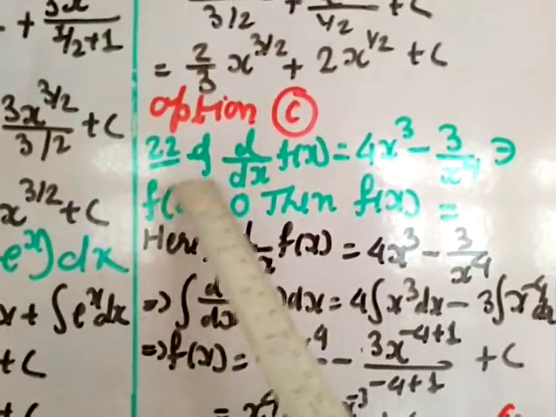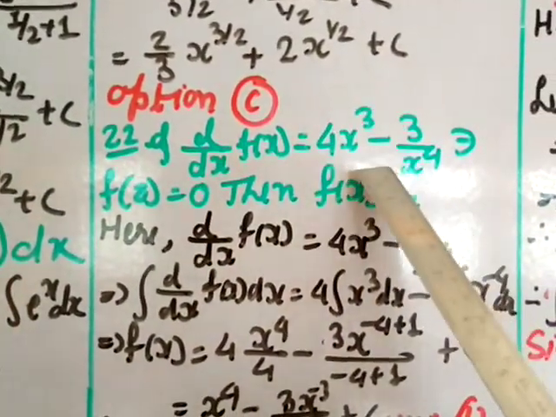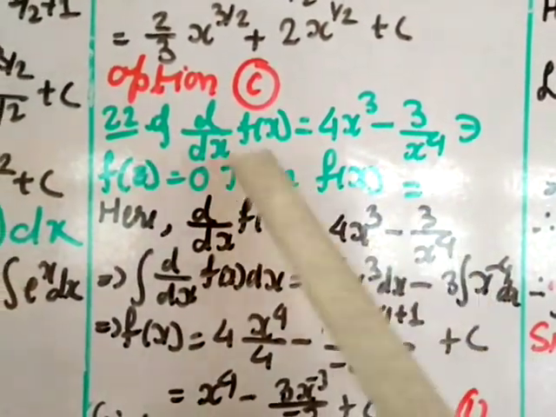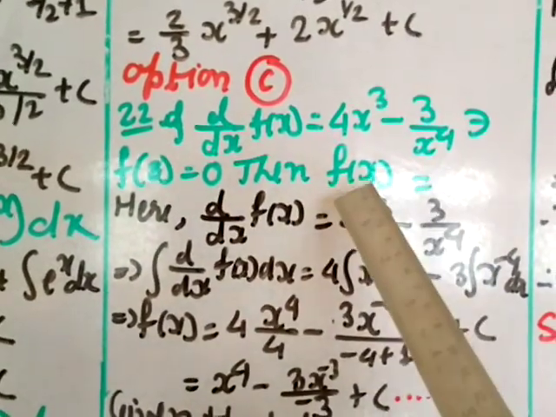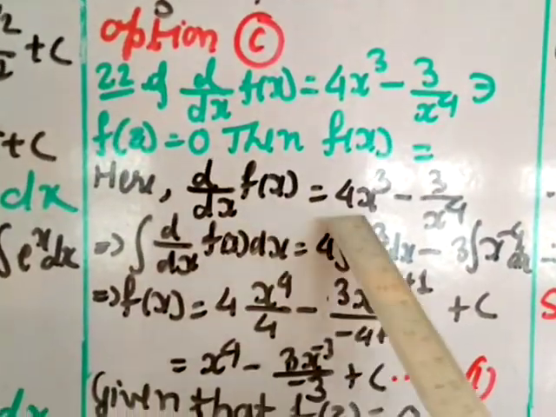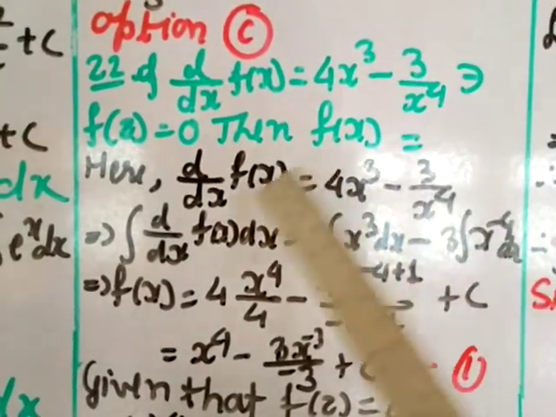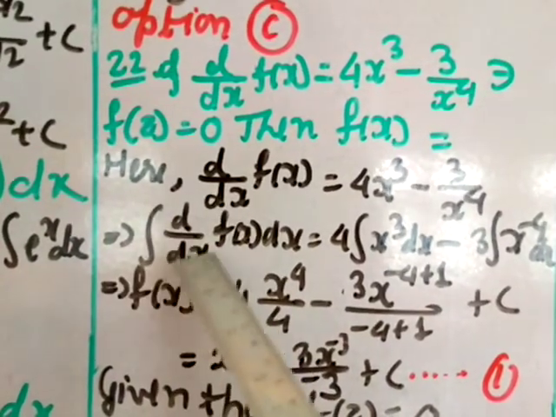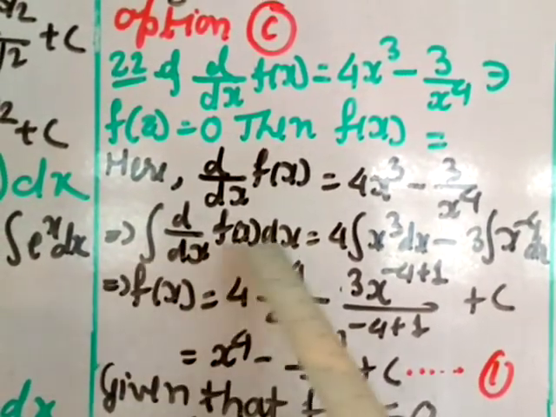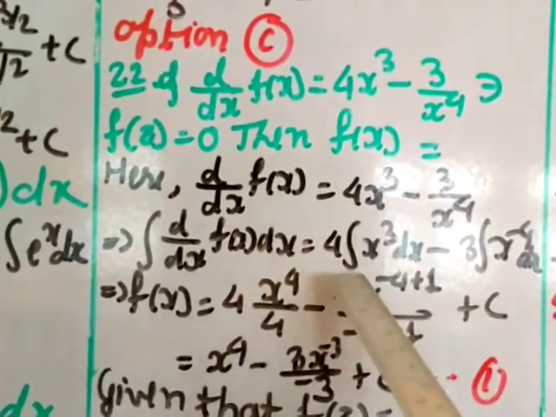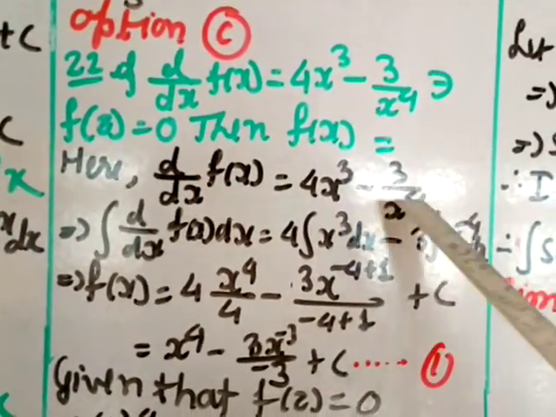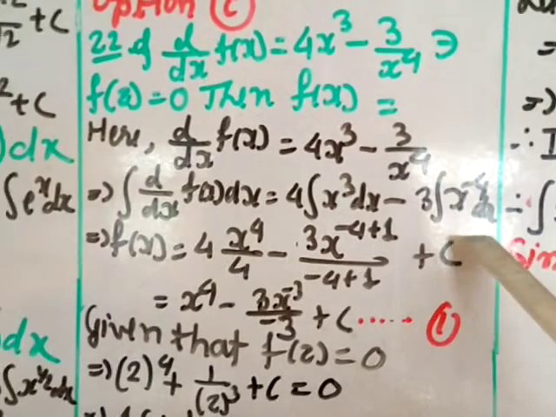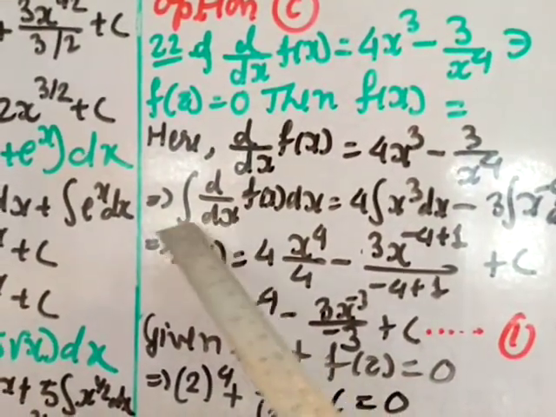Question number 22. If d by dx of f(x) is equal to 4x cube minus 3 by x power 4, such that f of 2 is equal to 0, then f(x) is equal to. You are given this derivative, so we'll find the integral first. Here d by dx of f(x) is equal to 4x cube minus 3 by x power 4. I'll integrate both sides. When I integrate this side, it will remain only f(x). So integral of d by dx of f(x) dx equals 4 integral x cube dx minus 3, which I'll take out, and x power 4 which is in the denominator I take to the numerator with a negative sign, so integral x power minus 4 dx.